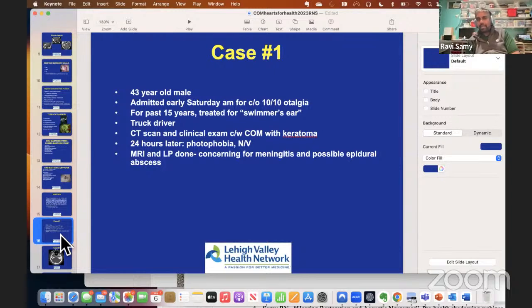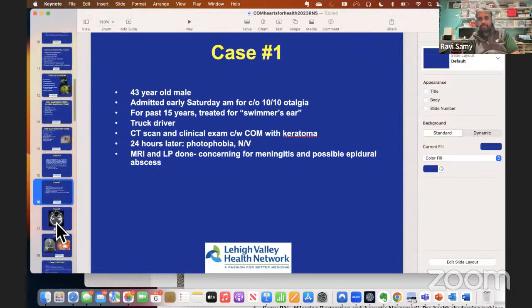And I'm so happy he did, because within the next 24 hours, the gentleman developed nausea and vomiting. And that's always a bad sign. If you have nausea and vomiting, that tells me something is going on intracranially. And then he also had trouble with bright lights, and that's often something that we see with meningitis. So we had an MRI scan and lumbar puncture done, and we're worried about meningitis and an abscess around the brain.